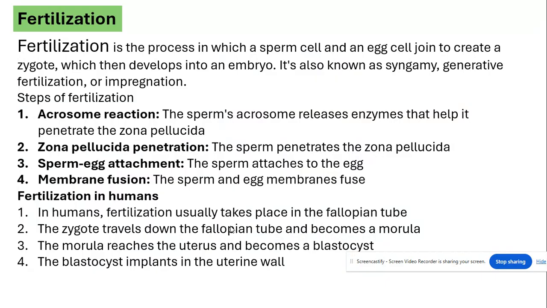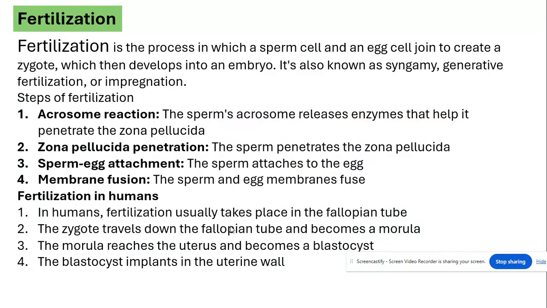Steps of fertilization: acrosome reaction. The sperm's acrosome releases enzymes to help it penetrate the zona pellucida. So first of all, what the sperm does: the acrosome releases enzymes to penetrate the zona pellucida. So I'm coming in, move everybody, so that's where the acrosomal reaction takes place. Zona pellucida penetration. So we had a reaction, now I have to penetrate. So the sperm penetrates the zona pellucida. The third is sperm-egg attachment. You open something, you're going in, now you're attaching yourself.